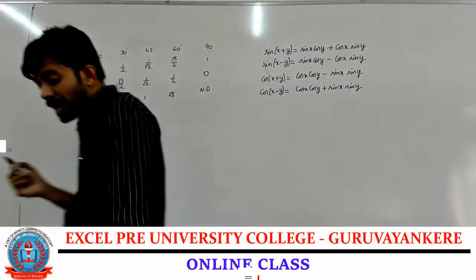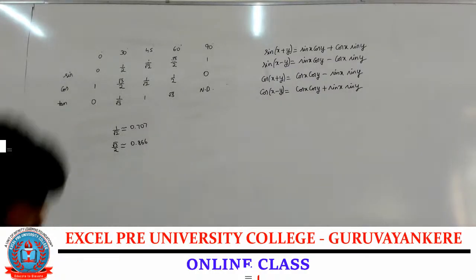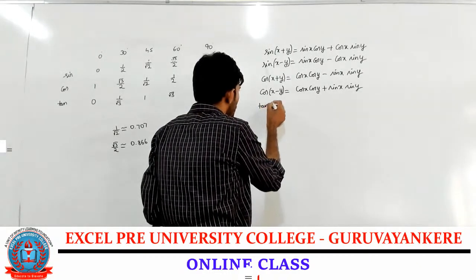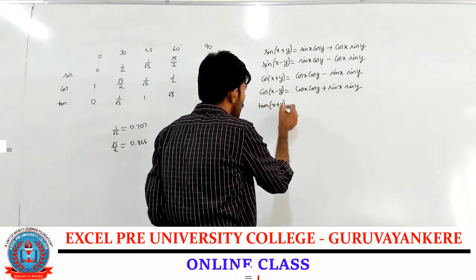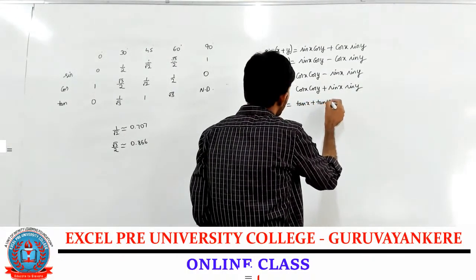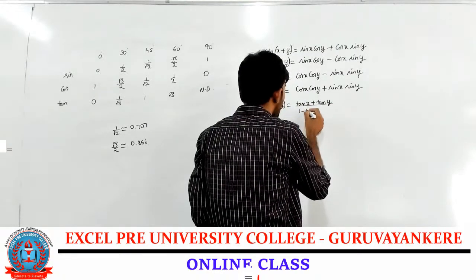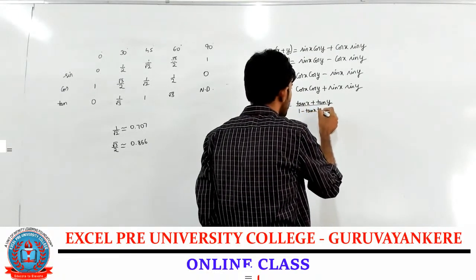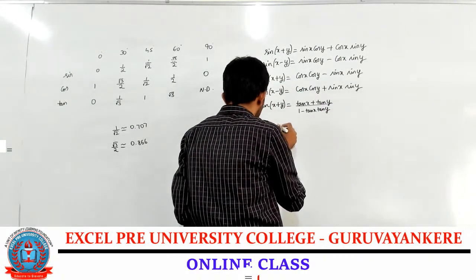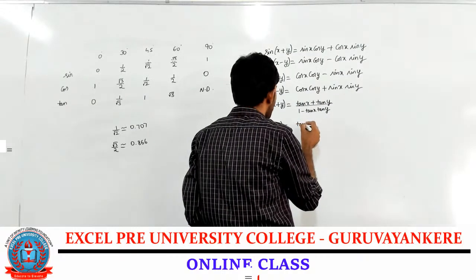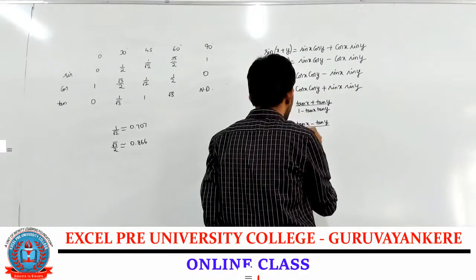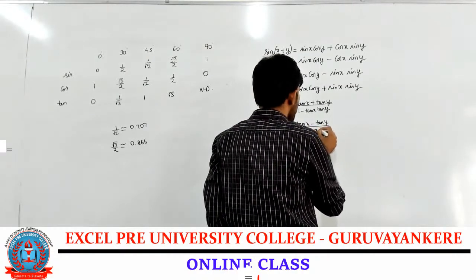Further we have tan of x plus y. Tan of x plus y is equal to tan x plus tan y divided by 1 minus tan x into tan y. Tan of x minus y is tan x minus tan y divided by 1 plus tan x into tan y.